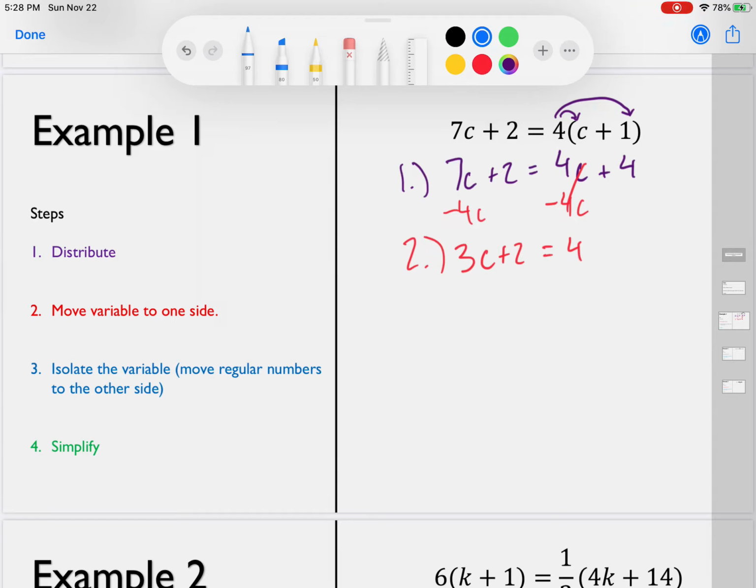Now we move on to our third step, which is to isolate that term with the variable inside of it. In order to isolate that term, I need to get rid of that plus 2 on the left-hand side. To get rid of a plus 2, I do minus 2, because we do the opposite of the operation that's present. So subtract 2 on both sides, keep the equation all balanced and happy. Did I make a mistake somewhere? No, it's just a messy equation. Okay, cool. So we're left with 3c equals 2.